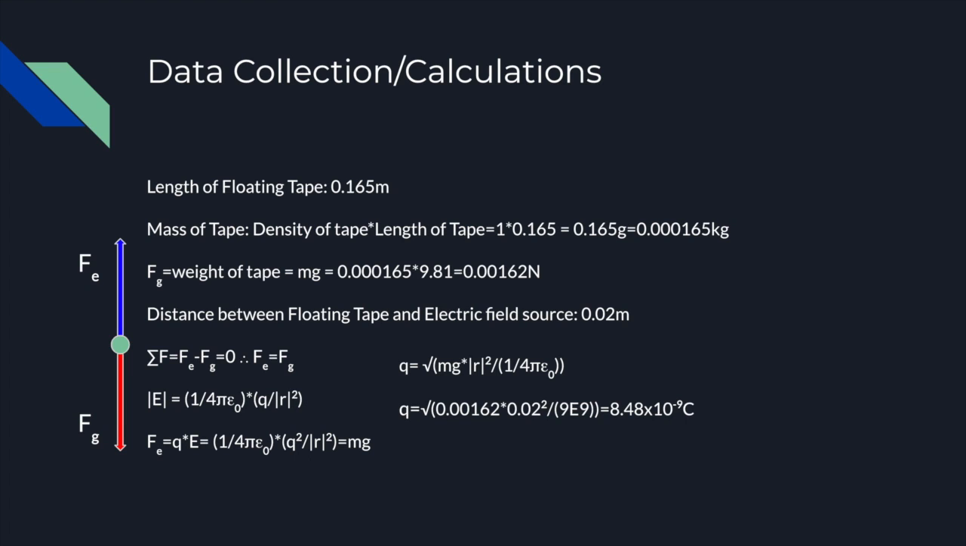Using this calculation and the formula, the magnitude of E is equal to 1 over 4 pi epsilon naught times Q over the magnitude of r squared. It can be found that Q is equal to the square root of mg times r squared over 1 over 4 pi epsilon naught. And after inserting the variables that we have found already, Q can be found to be 8.48 times 10 to the negative 9 coulombs.